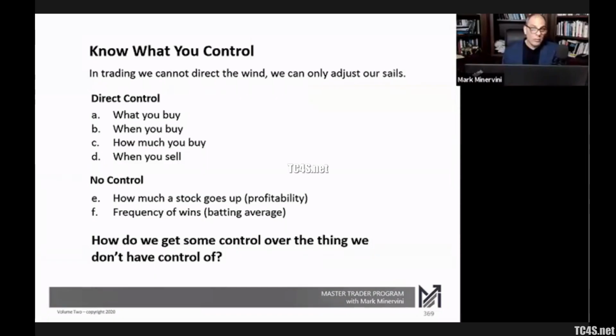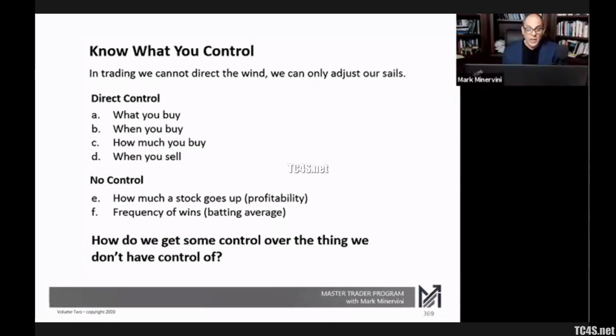So what are we in direct control of, and what do we have no control over? First of all, we have no control over how much the stock is going to go up. The profitability, we have no idea. That's just an assumption. And the frequency, the number of times that we win versus lose, we don't have any control over that. These are just assumptions. So we have to find out with those numbers.